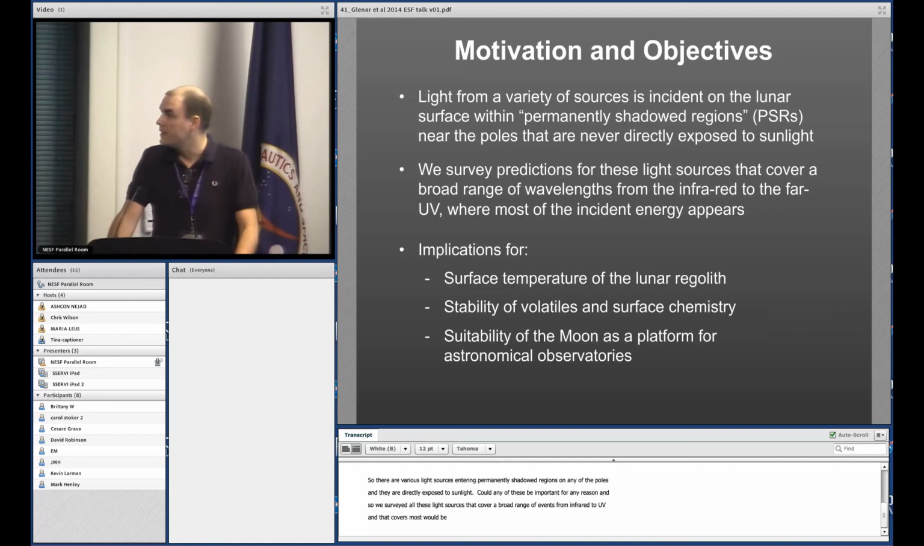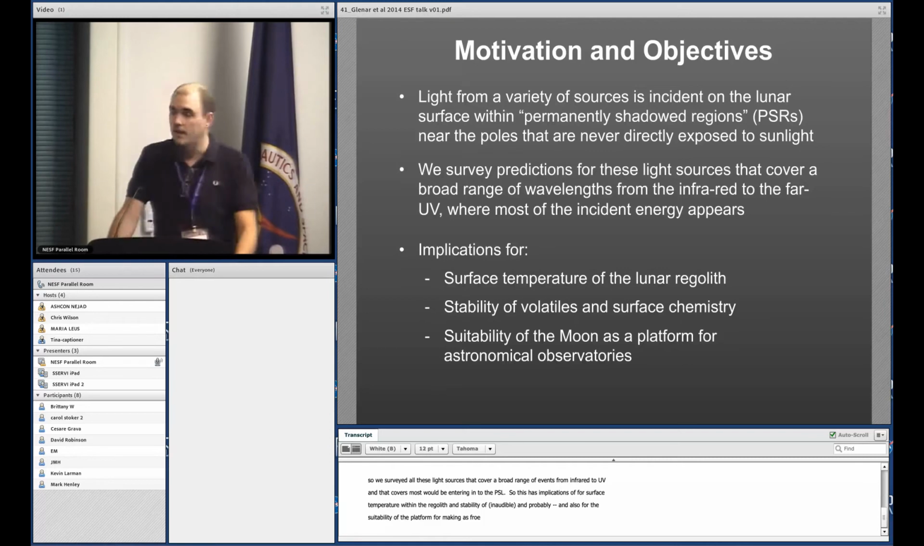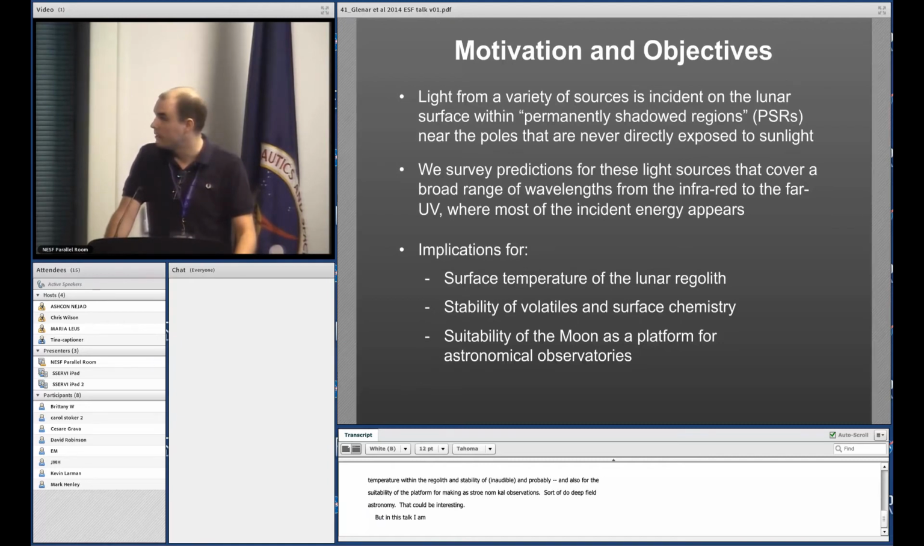And so this has implications, obviously, for surface temperature of the lunar regolith, the stability of volatiles and surface chemistry, so that's probably for wavelengths more in the UV end. And also for the suitability of the moon as a platform for making astronomical observations. So people have talked about putting telescopes in PSRs to do deep field astronomy. But there's also a bunch of other things you'd see as well. So that could be pretty interesting. But in this talk, I'm going to mostly concentrate on the surface temperature of the regolith.